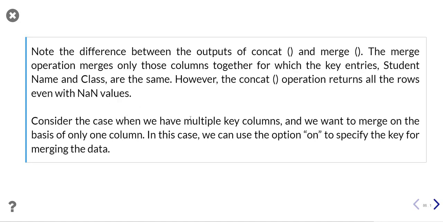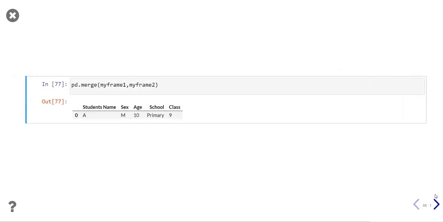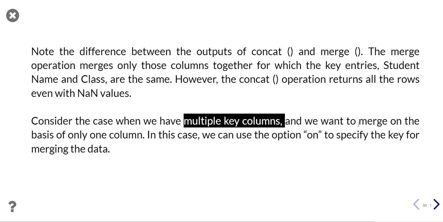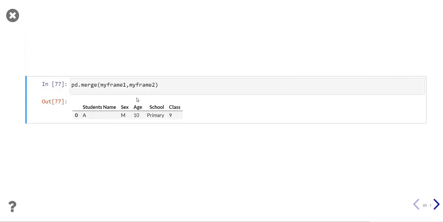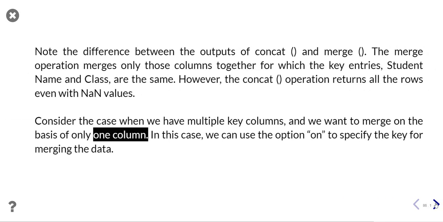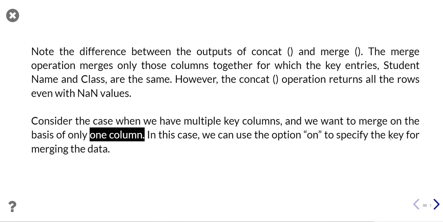So let's see if we have multiple key columns. Just now we had multiple key columns, and we want to merge on the basis of only one column. That means you just want to look at one column and merge. Just now when we didn't mention anything, it checked all the columns where it could find a common entry and tried to merge. But now you can use the option to specify a particular key to merge the data.